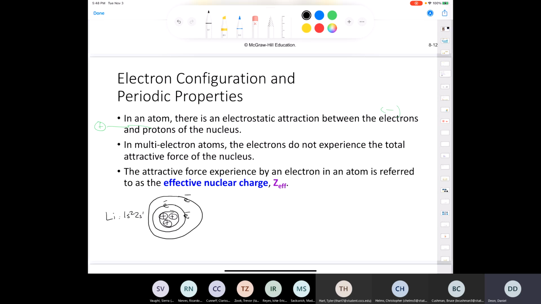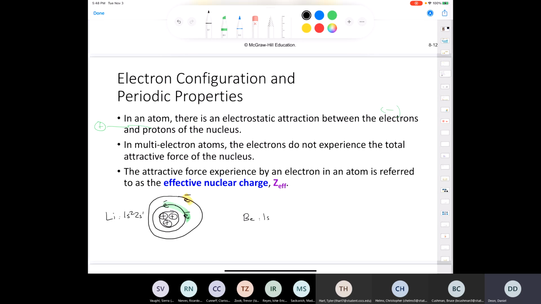We have 1 electron. Well, if you think about that valence electron, does that valence electron feel the force or the attraction of all 3 of those protons in there? The answer is no. Why is that? Because there's 2 electrons in the 1s orbital that are blocking it or shielding it from the nucleus.